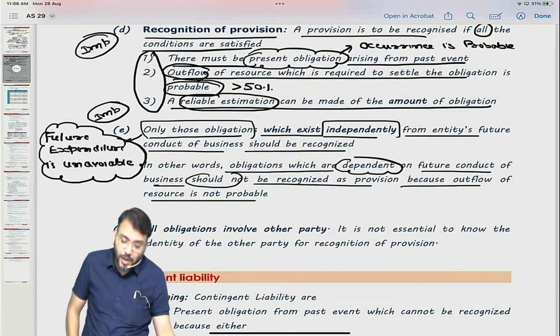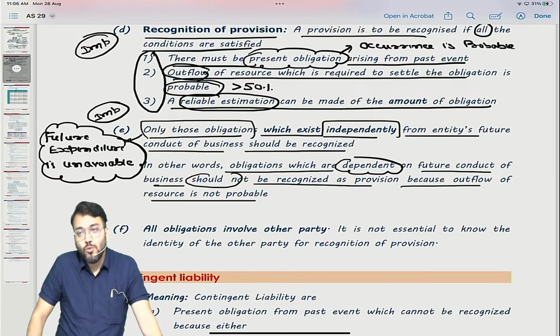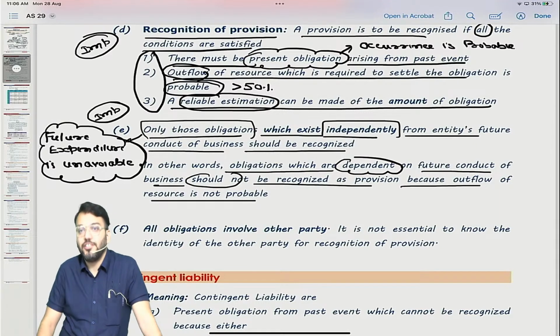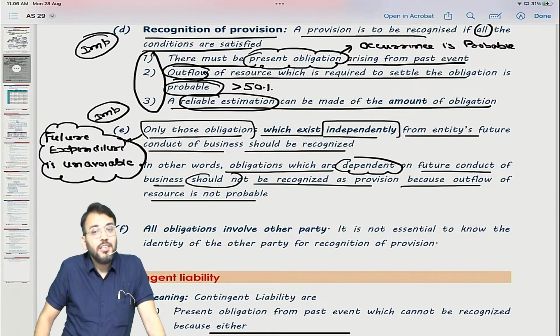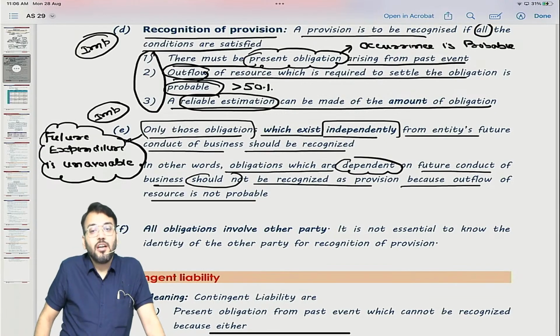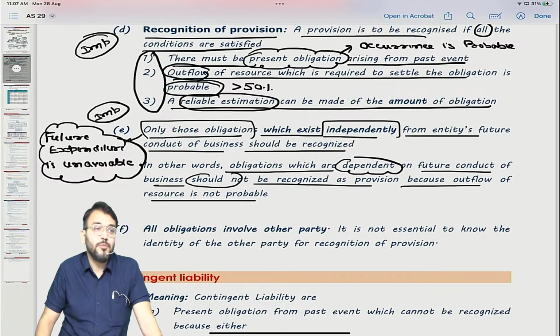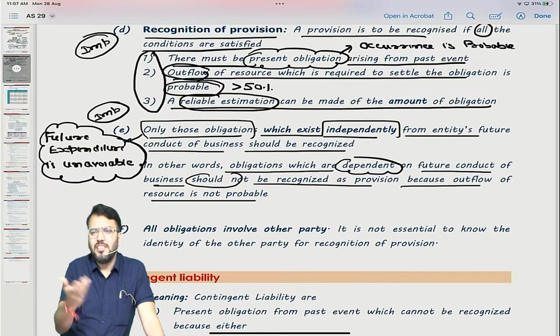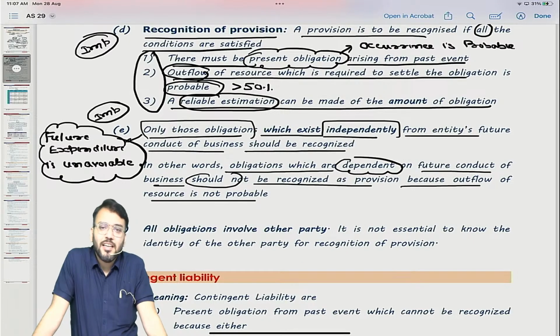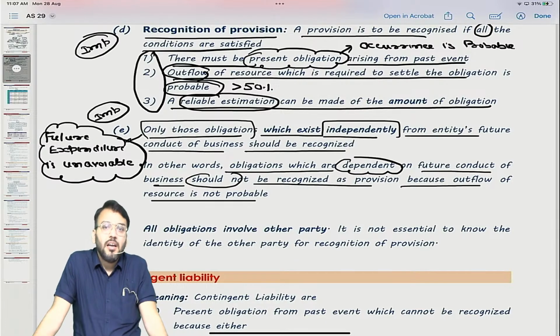Then we have done one special point that only those obligations which exist independently from the entity's future conduct of business should be recognized. Means any obligation which is dependent on future conduct of business should not be recognized as a provision. So we have done three examples. One example I have done about training of employee, second example I have done for aeroplane, and third example I have done for factory. Correct?